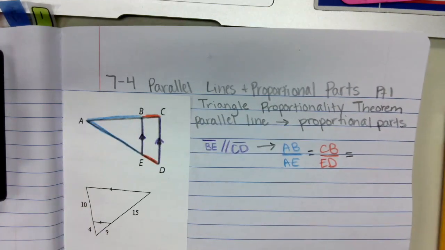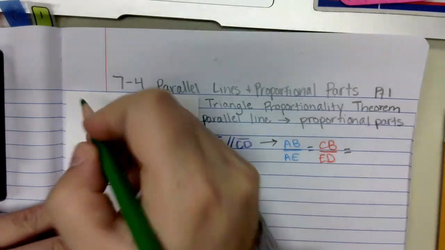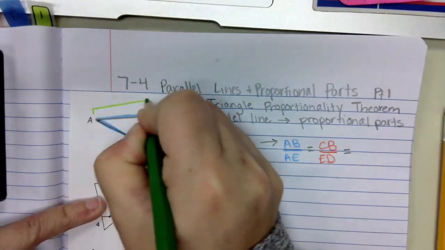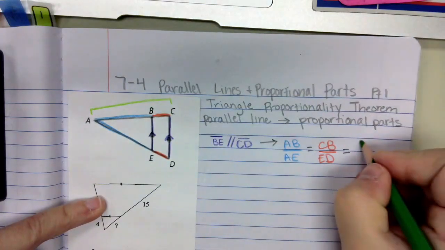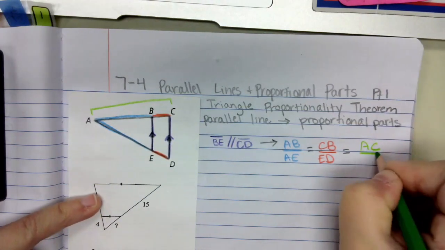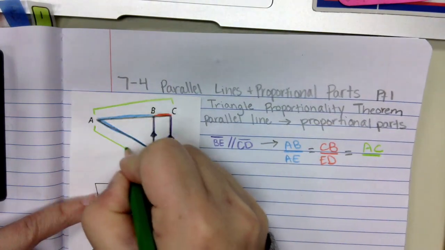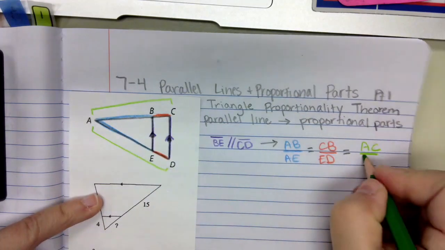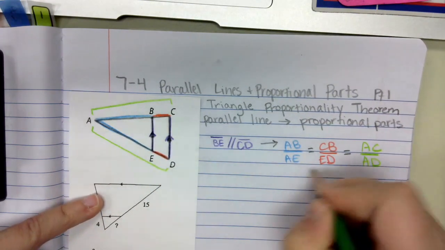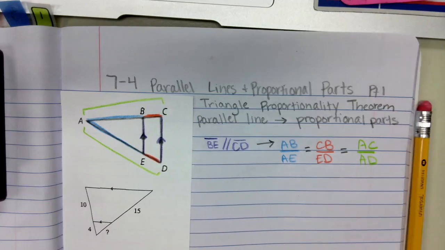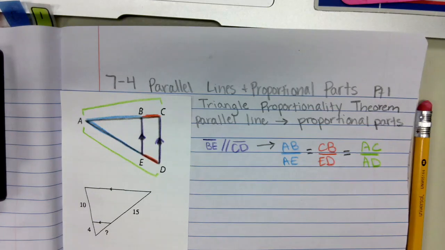Okay, but also it equals the total length. So A all the way to C is proportional to A all the way to D. So we can use those. We'll use only 2 ratios at a time to solve. But based on what we're given, we'll use different parts.